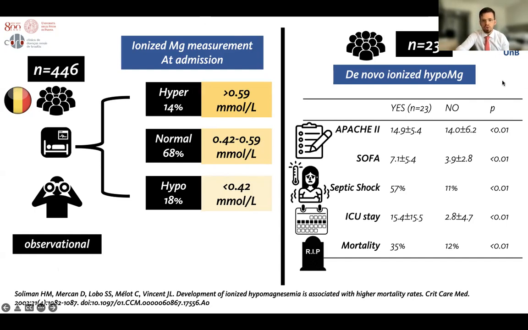In this cohort, 23 patients that had either high or normal magnesium developed de novo ionized hypomagnesemia. Those patients had a higher APACHE II score, a higher SOFA score, were more prone to septic shock, had longer ICU stays, and a higher mortality.